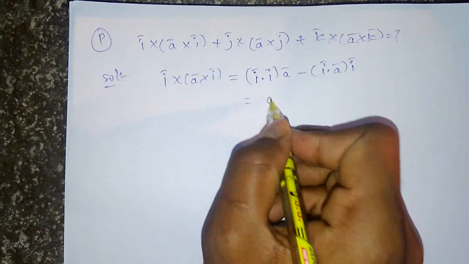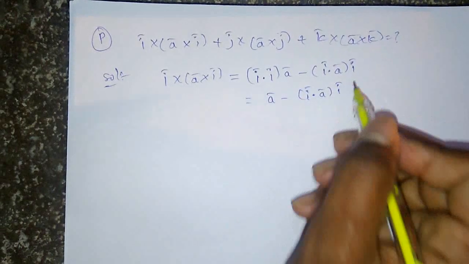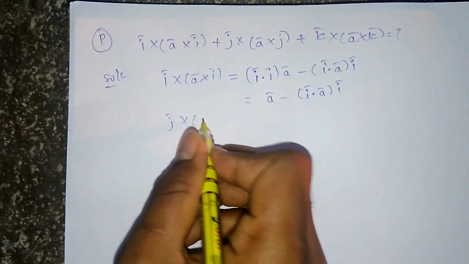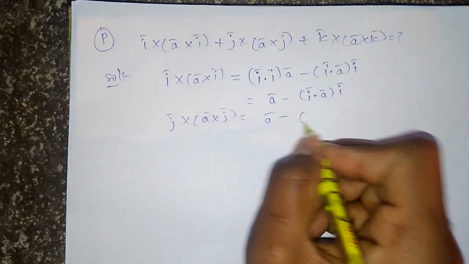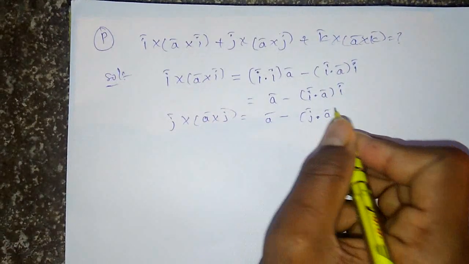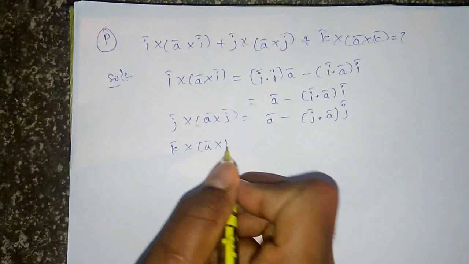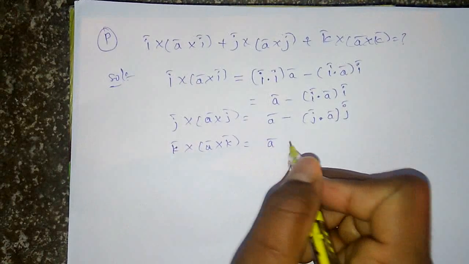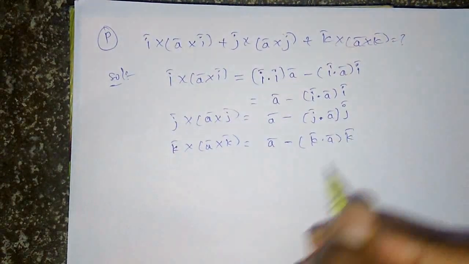i dot i is 1. This is a bar minus i dot a into i bar. Similarly, j cross a cross j bar, what you will get? a bar minus j dot a into j bar. Similarly, k cross a cross k bar, what you will get? a bar minus k dot a into k bar.